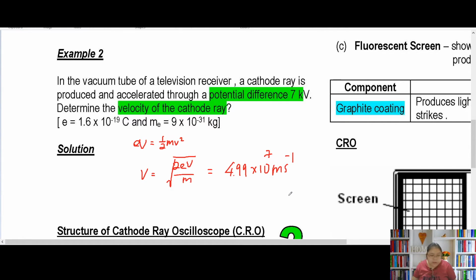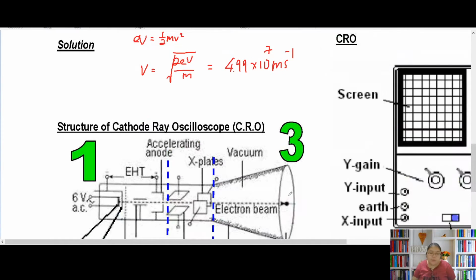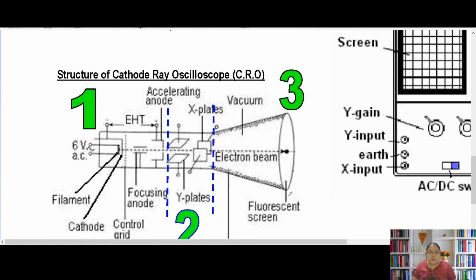Okay, so I need to continue. Then we go to the main part. The main part is the cathode ray oscilloscope. The cathode ray oscilloscope is separated into 3 parts. We labelled here already 1, 2, 3. Let's see the first part. The first part is the starting part, that means from the cathode to anode. This one we call the starting part. The second part is the deflection part. We have the Y plate and also the X plate. The third part is the vacuum part, that means when the electron beam wants to hit the screen. So this is the third part.